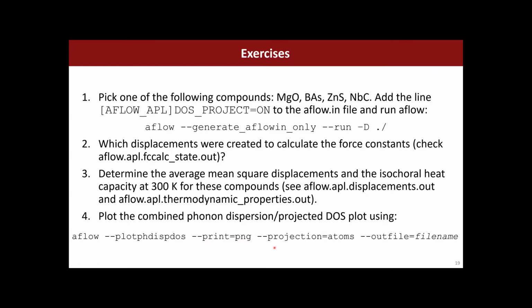I'm getting a question. There's a module AAPL and AFLOW in. What is this? AAPL is short for the automatic anharmonic phonon library, and we use this module to calculate thermal conductivity. We are not going to talk about this in this AFLOW school because these calculations are incredibly expensive. Even the post-processing is pretty expensive. We don't have time for it, but this is essentially what it is.